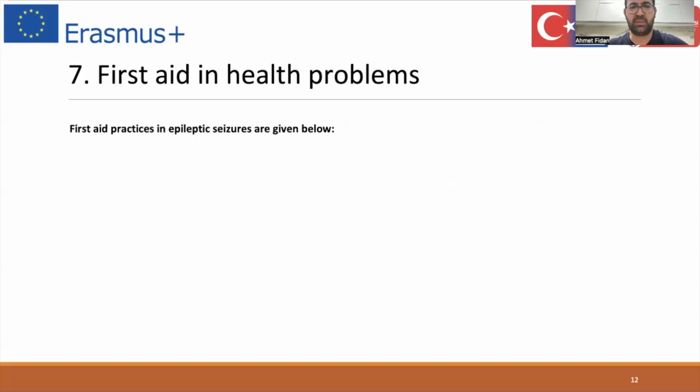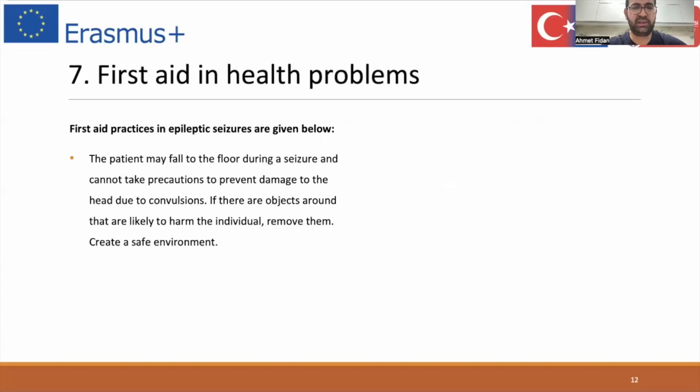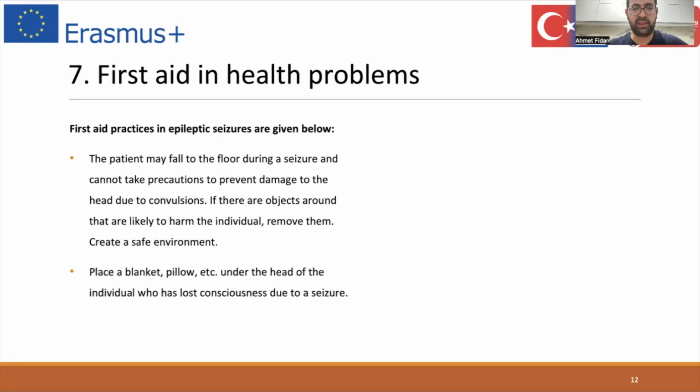First aid practices in epileptic seizures are given below. The patient may fall to the floor during a seizure and cannot take precautions to prevent damage to the head due to convulsions. If there are objects around that are likely to harm the individual, remove them and create a safe environment. Place a blanket, pillow, etc. under the head of the individual who has lost consciousness due to seizure.